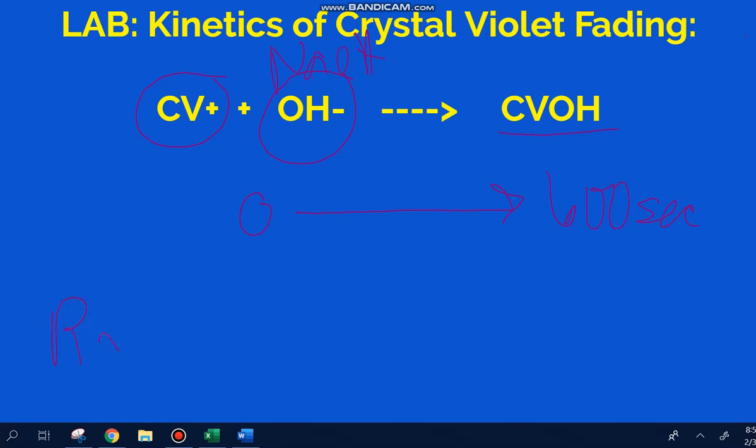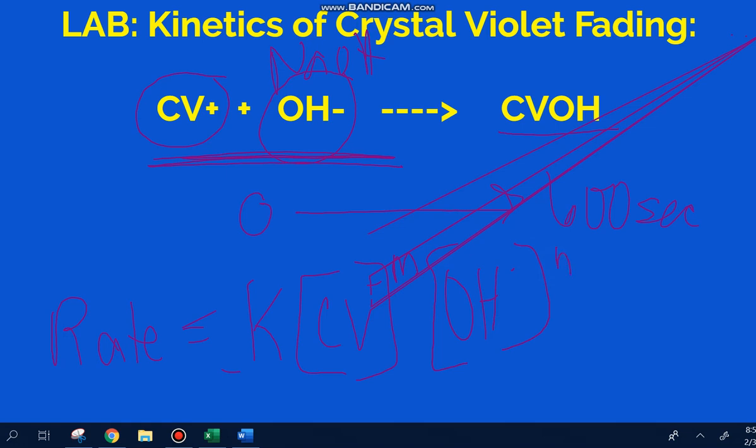So if we are trying to find the rate law of this reaction, the disappearance of our reactants, the rate law would then be our K. Let me erase this real quick so we can look at it better. So it will be K times the concentration of CV to the power of m, times the concentration of OH to the power of n.